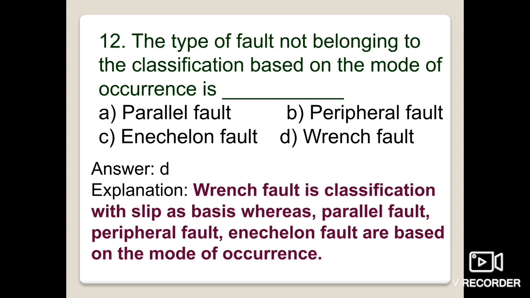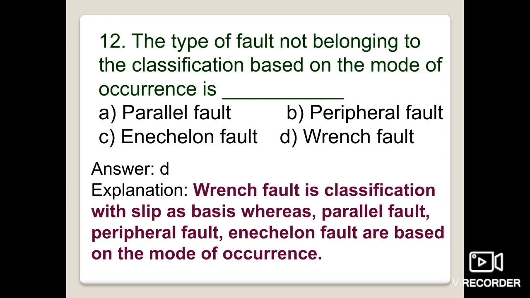We have discussed en echelon faults, they are relatively short faults which overlap one another. Range fault is classification with the D is the right answer.